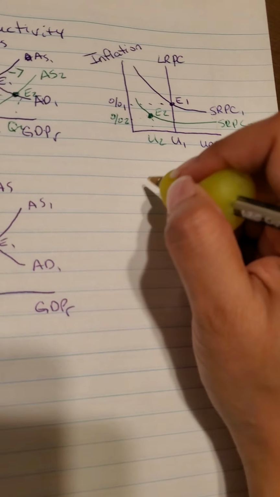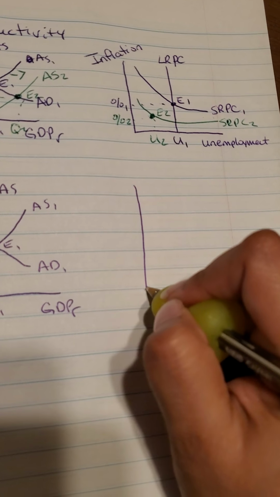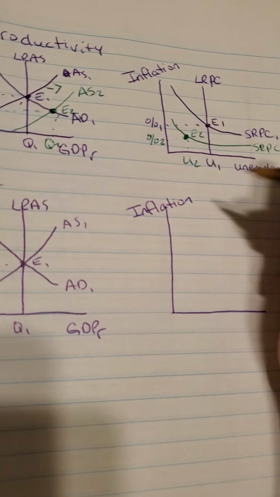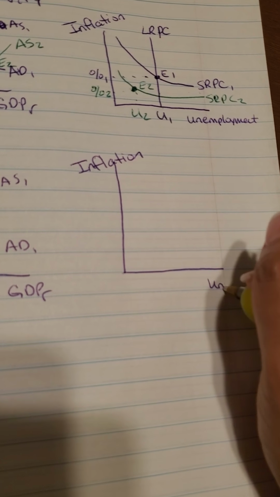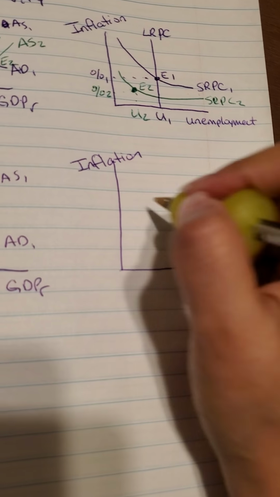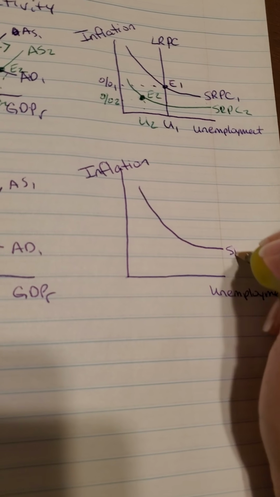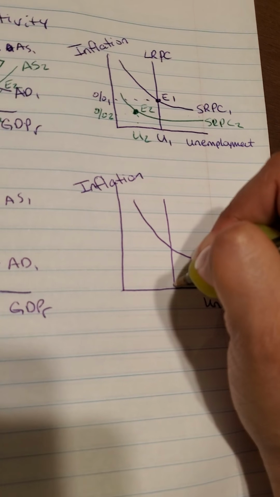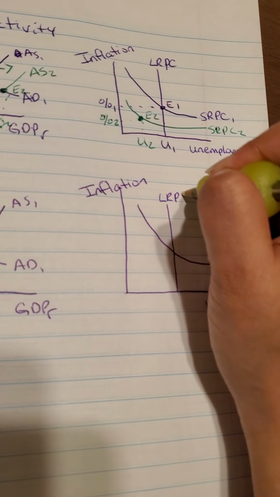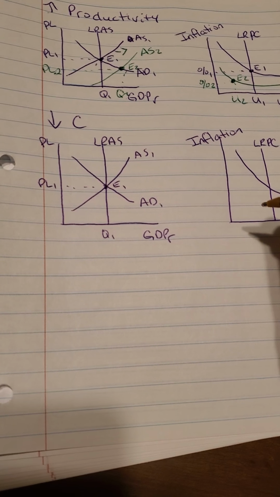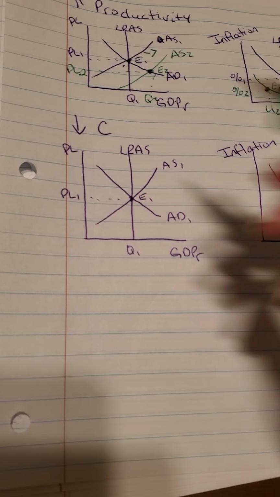Now for our Phillips curve. So we have inflation on the y-axis, unemployment on the x-axis, this short-run Phillips curve, downward sloping, we have the long-run Phillips curve, which is vertical. Alright, so let's say that again, consumer spending decrease.